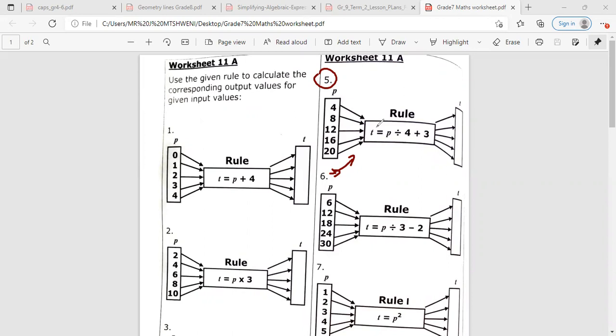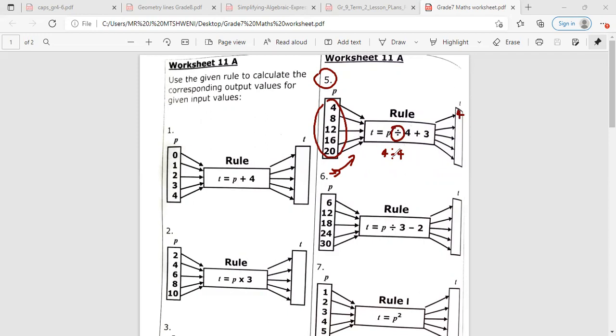Okay. Now it's division that we have been given. Remember, before it was multiplication and addition side. Now it's division. So where there's P, we replace with the input values that we have been given on your left. It's more like saying 4 divided by 4. What do we get? 4 goes how many times into 4? It goes once. So it's 1 plus 3. What is 1 plus 3? You get a 4.